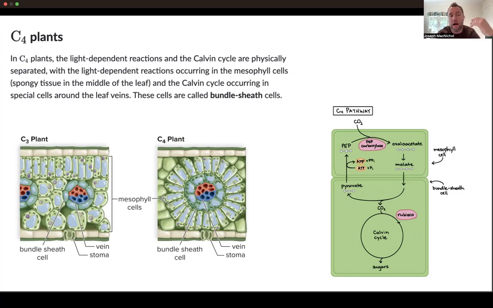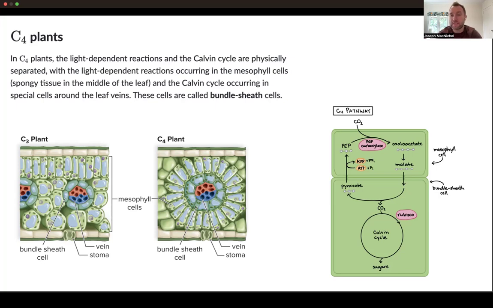The first one is called C4, where a plant will actually segregate where it's fixing its carbon dioxide. Now, in this pathway, you're going to have a collection of cells called the bundle sheath cells, which are really close to the vein. If you look at the diagram of the C4 plant, you can see the bundle sheaths all the way in. They are separate from the mesophyll cells. The mesophyll cells are the ones that are fixing the carbon initially, closer to the opening stomata.